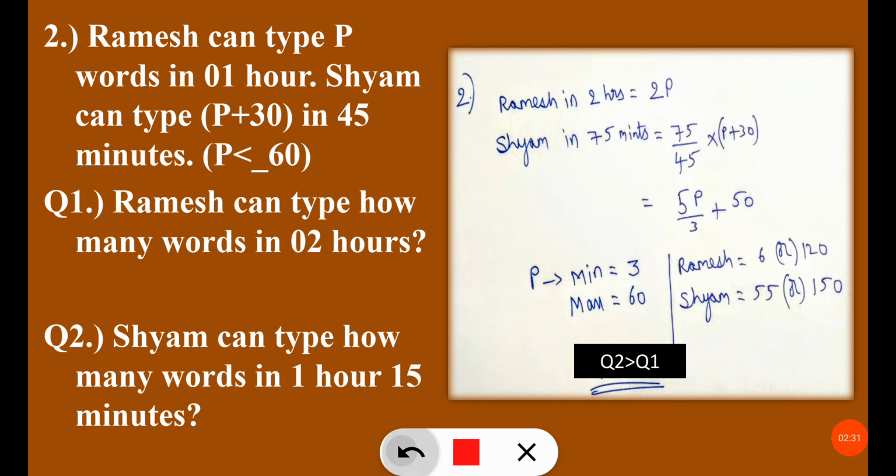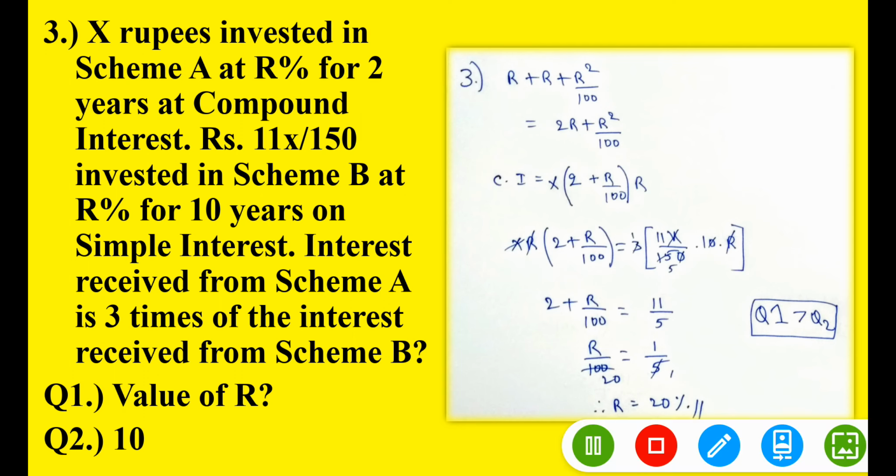In the same way, put 3 over here in Shyam's performance 5P by 3 plus 50, it becomes 55 and put 60 over here, it becomes 150. In both the cases, Shyam's performance is greater than Ramesh's performance. So that's why Q2 is greater than Q1, or Q1 is less than Q2. Moving to the third question.